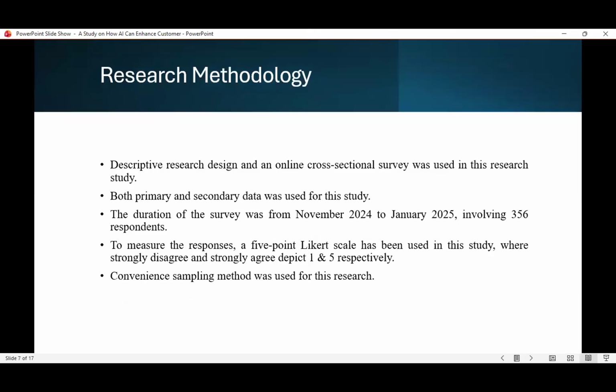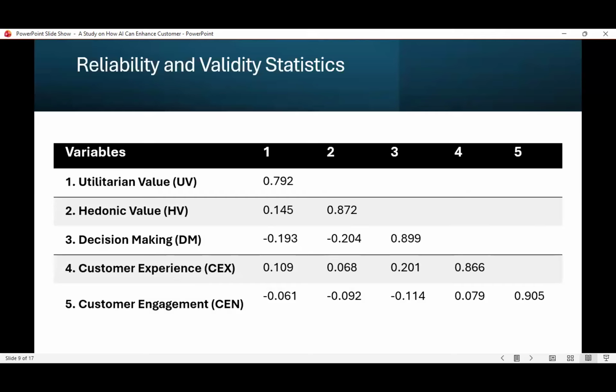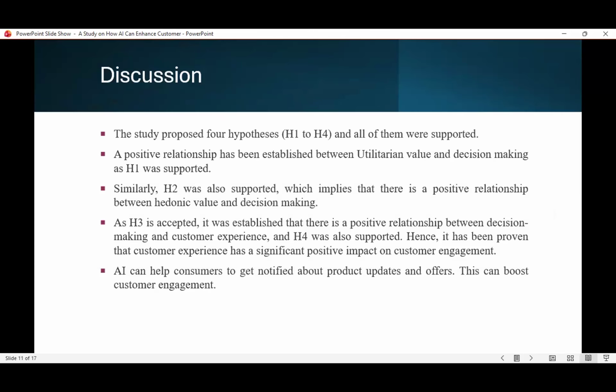Coming to the research methodology part, we have adopted a descriptive research design. Both primary and secondary data were used for this study, and we conducted this study in the month of November 2024, and it continued till January 2025. We have utilized a 5-point Likert scale, and convenience sampling has been utilized for this particular study. This is the demographic profile. These are the validity and reliability tests. All the values are within the range. These are the 4 hypotheses. All are accepted because, as you can see, all the values are within the range.